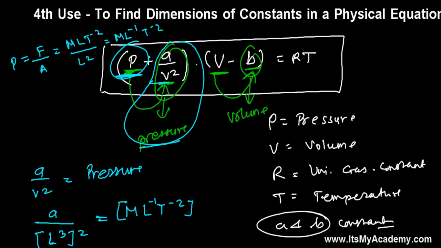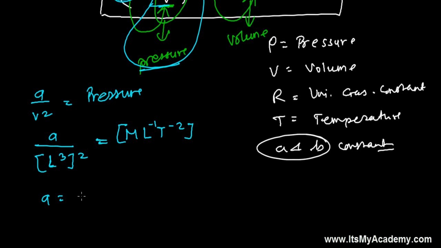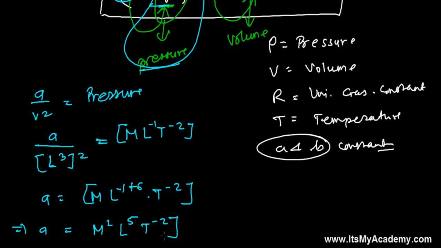Further, a is going to be M, and now it is L⁻¹, and this 3 times 2, 6, will multiply, so plus 6, and then T⁻². So for a we are going to get M¹ L⁵ T⁻². So this is the dimension of a that we found out.